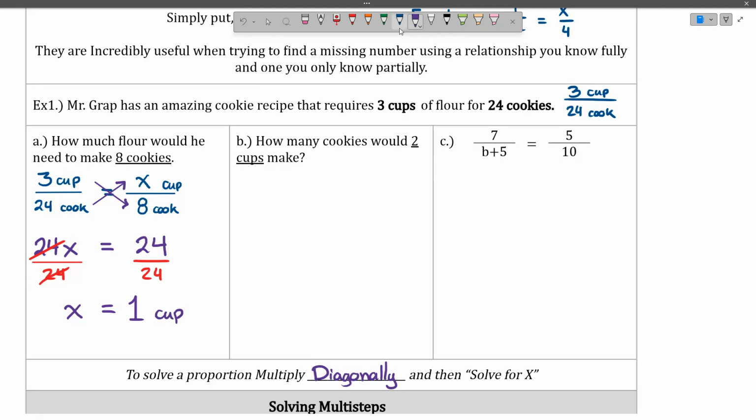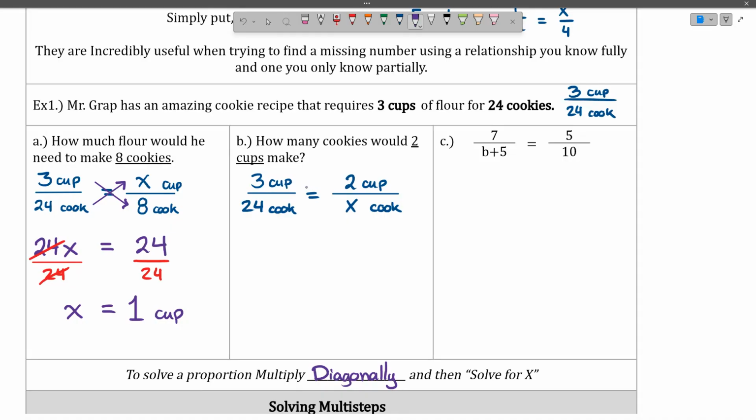Let's see if we can go the other direction. We know this to be true. I need 3 cups of flour for 24 cookies. That's true. How many cookies would 2 cups make? So let's say I knew that I have 2 cups of flour. How many cookies would that make? Now my x is on the bottom. Great news. You solve it the same way.